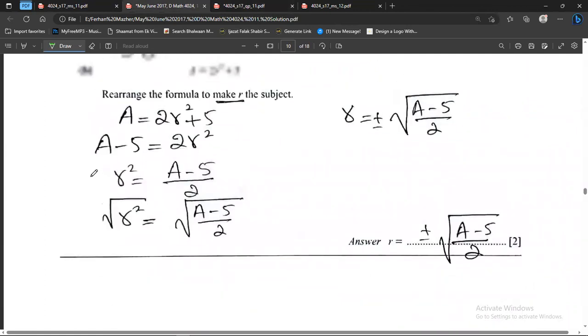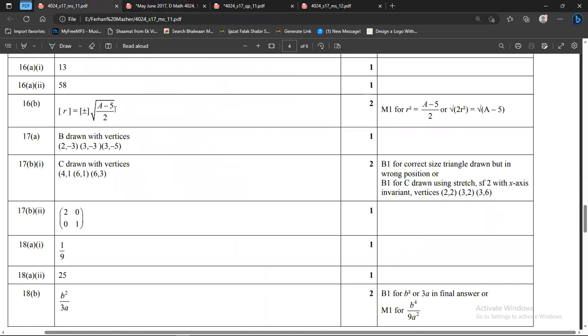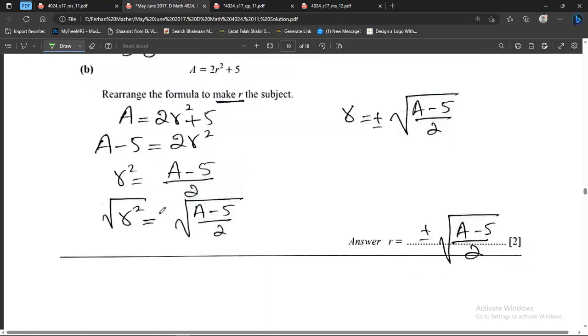Okay, so A equals 2R square plus 5. So A minus 5 is equal to 2R square. So R square will be equal to A minus 5, the whole thing divided by 2. Take the square root on both sides. So R will be equal to plus or minus the square root of (A minus 5) divided by 2. And our answer is right, sir.